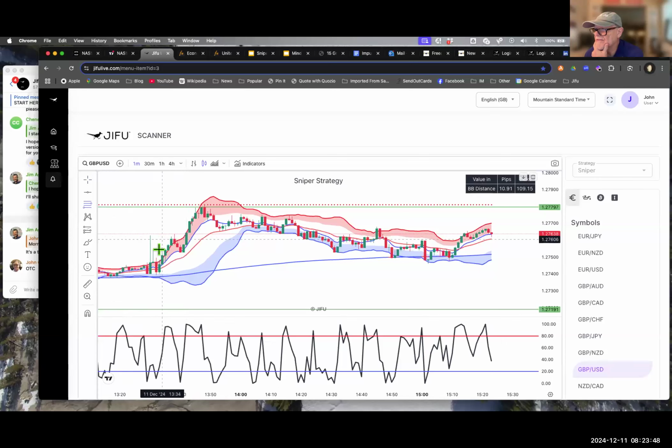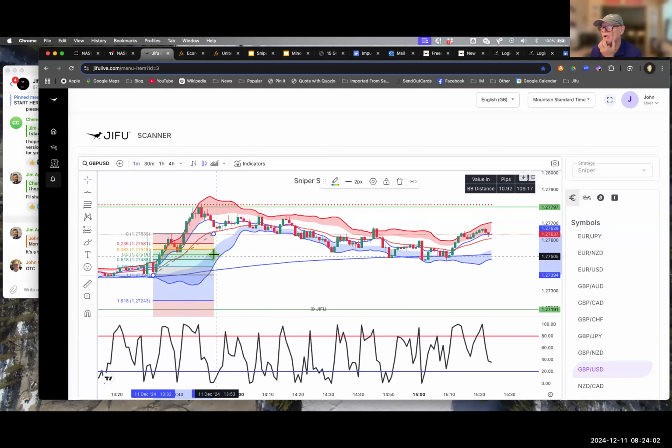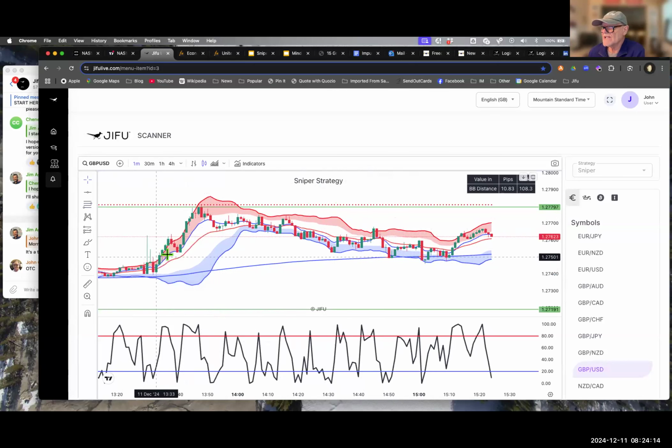If we put a fib on here from here to here, we broke the 382, but we certainly didn't break the 50. Okay, so when you put a fib on here, that's going to show you how strong that pullback is and whether you've got to be wary or not. It didn't break the 50, it carried on up. So no reason to get out.